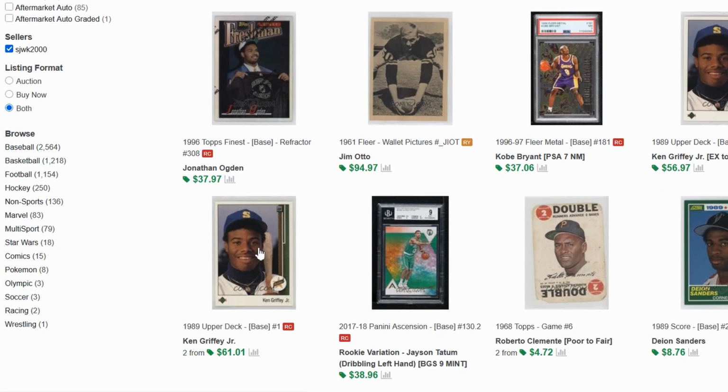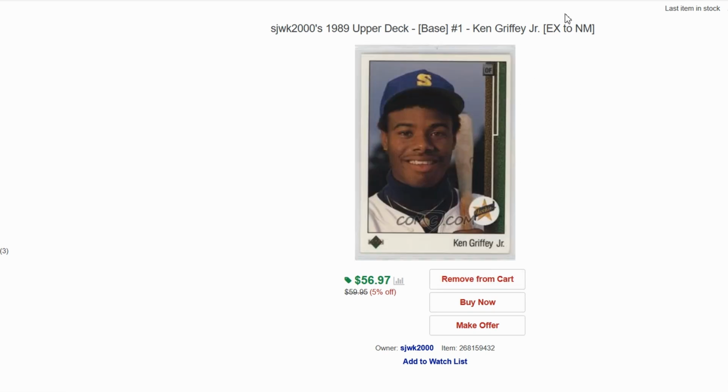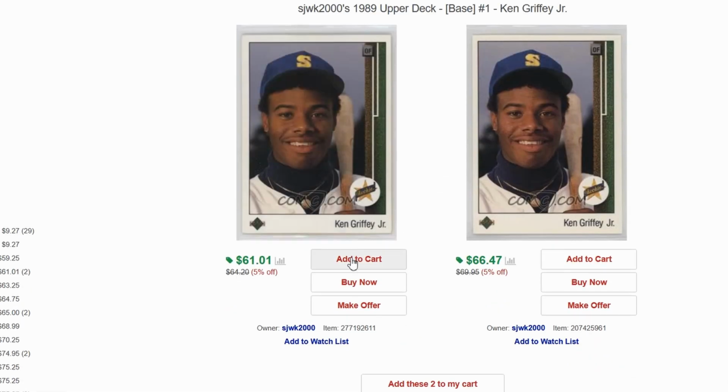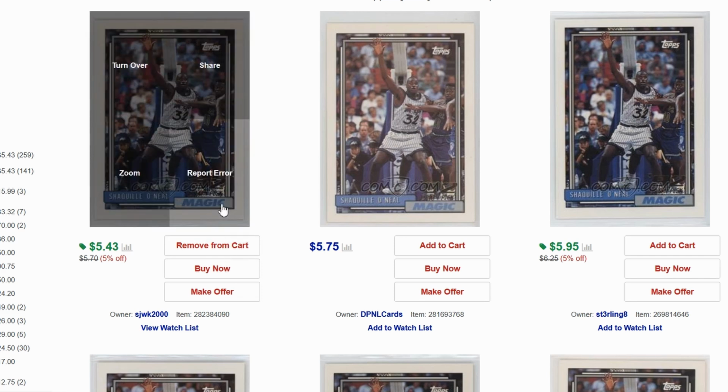Okay, so I'm going to open up a couple of tabs for these Griffeys, and we're going to add them to the cart too. For an example, I'm going to show you. So we are going to add that, and we are going to add these other Griffeys. All right, we're going to close that tab down. Now we're also going to go back, and we're going to add this card to our watch list. Show you how the watch list works. Okay, so now this Shaq has been added to our cart and our watch list.